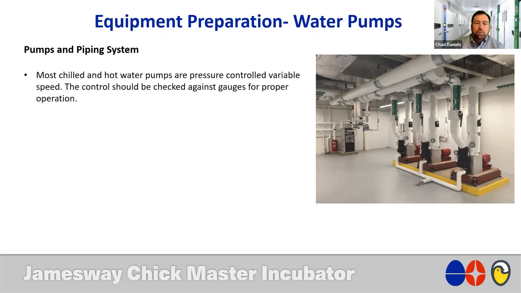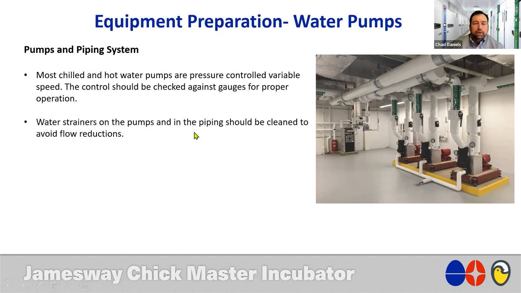So it's important when we look at a system like this to look at the gauges for proper operation. In most systems, you're going to have design criteria that says my supply water is supposed to operate at 45 PSI, and my return pressure should be at 15 PSI. Well, that's creating a differential pressure on that system of 30 PSI. If I've got an issue with a pump or if I have an issue with a piping system, I'm not going to be able to maintain that differential.